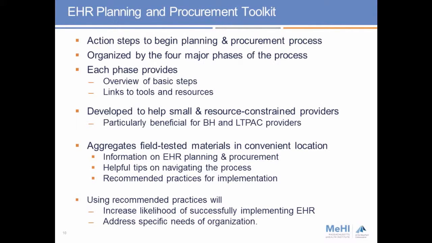This EHR Planning and Procurement Toolkit consists of recommended action steps for Massachusetts healthcare providers to begin the planning and procurement process for the adoption of EHRs. It is organized by the 4 major phases of the EHR planning and procurement process. Each phase of the toolkit provides an overview of the basic steps as well as links to tools and resources that will help you with each phase of the process. A link to relevant federal and state statutes and a glossary are also included.